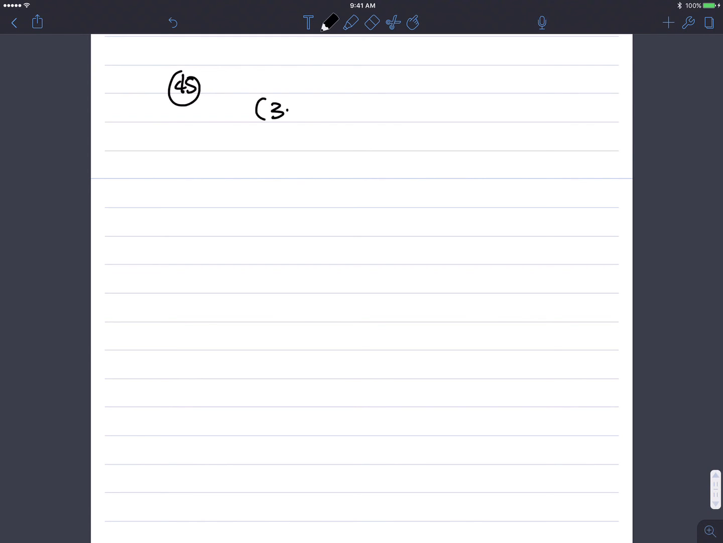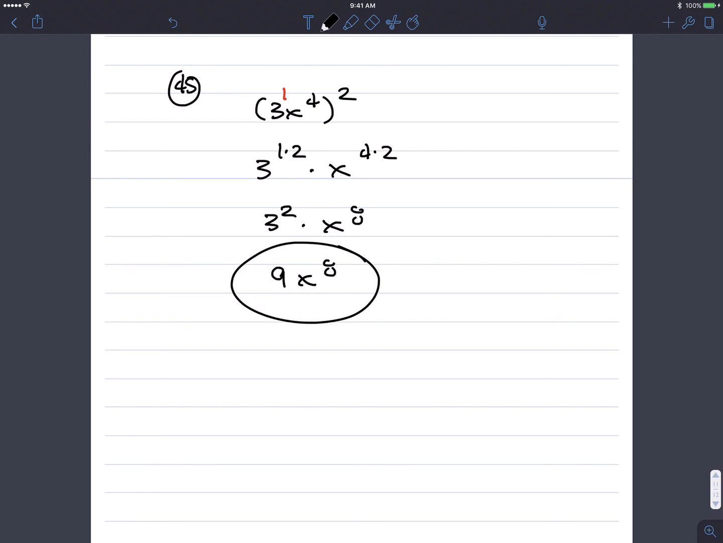(45) 3x to the 4th squared. Remember that 3 doesn't have a power. By default, it's 1. 3 to the 1 times 2, x to the 4 times 2. 3 squared, x to the 8th, 9x to the 8th. And you're done. We multiplied 2 with 1 and 2 with 4, here and here.